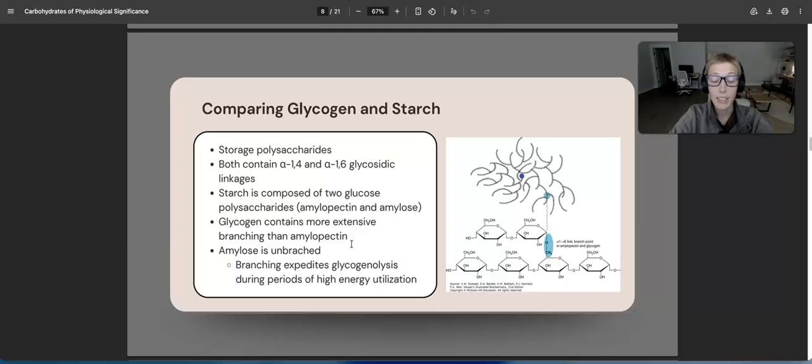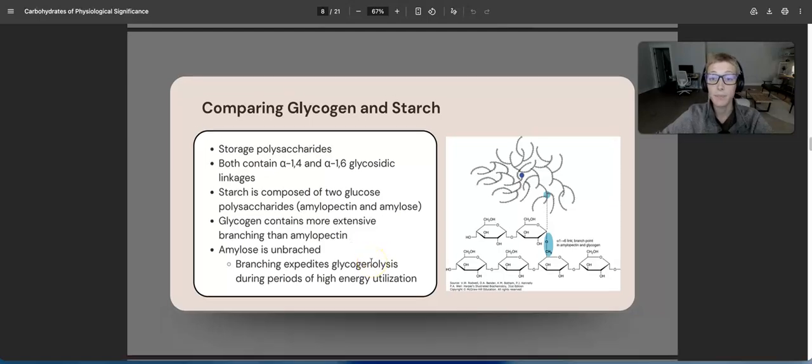Glycogen contains more extensive branching than amylopectin, and amylose is completely unbranched. Branching expedites or mobilizes energy during glycogenolysis, which is particularly advantageous for animal cells during periods of high energy utilization.